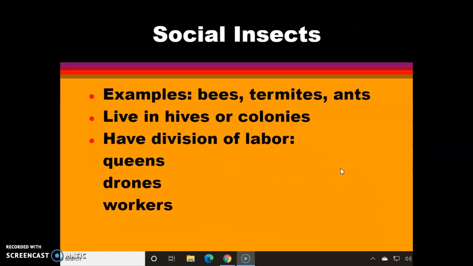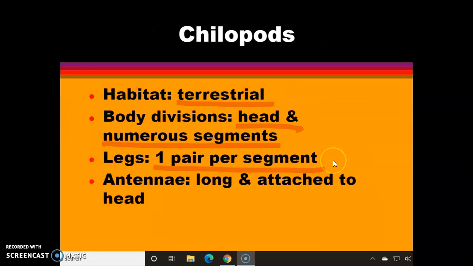Let's talk. They're social insects. They live in hives or colonies, and they have a big division of labor between the queens, drones, and workers. And we'll be doing an activity later where you'll learn more about how that works.